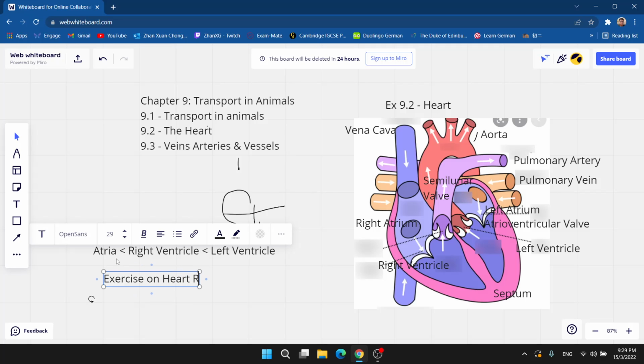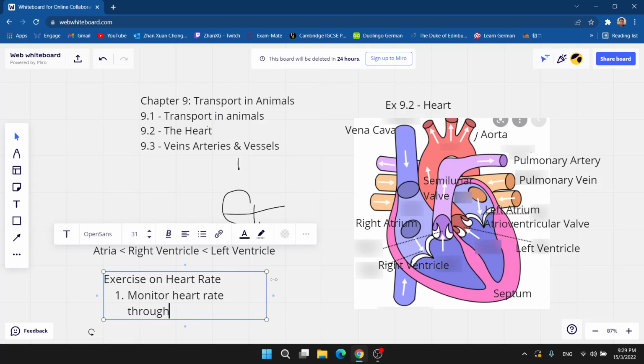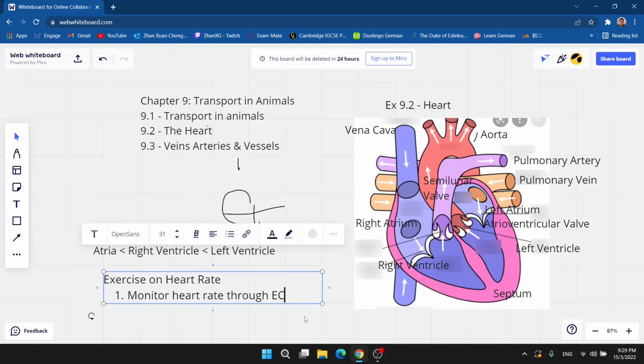So we can monitor heart rate through an ECG, a stethoscope, a pulse rate, or actually that's all already.